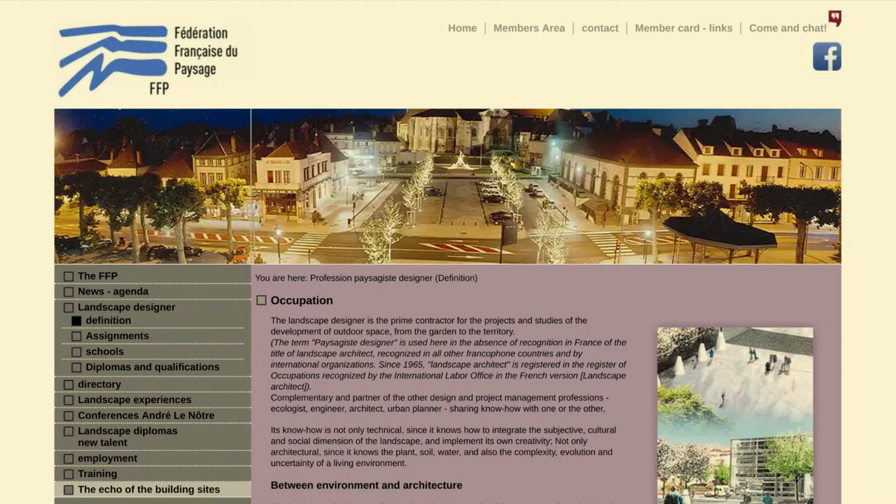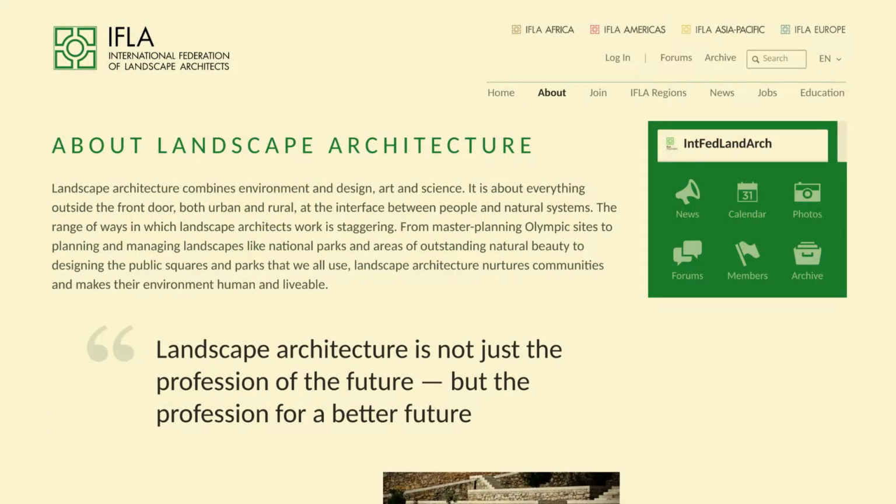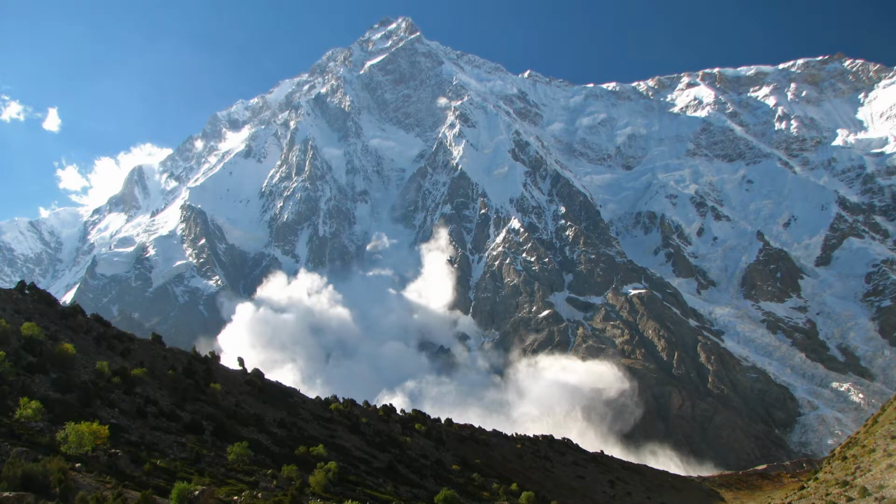Now let's look at some definitions from professional institutes. The FFP definition is certainly bold, and it refers properly to a very wide range of technical, cultural, and environmental factors. It goes way beyond current reality, but it's a worthy ambition. The scope of the IFLA definition is, to use its own word, staggering. It refers to landscape architecture combining environment and design and art and science, and to it being about everything outside the front door, and to it being able to deal with the great issues of the day, including climate change and the prevention of hunger.